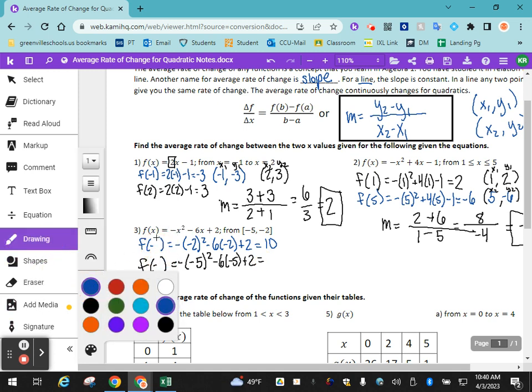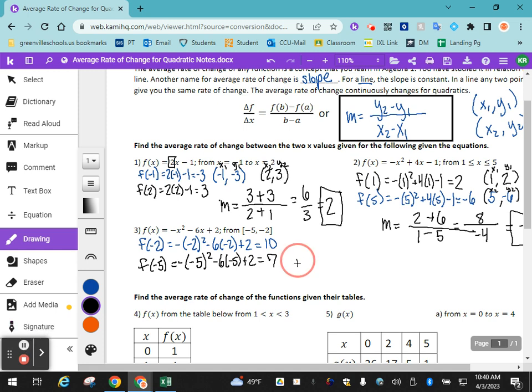So apparently I want to plug in -2 first and -5 second. Doesn't matter. So -25 plus 30 is 5, plus 2 is 7. I'm going to pause it and check those. Okay, those are right. And so now we're going to do the slope.